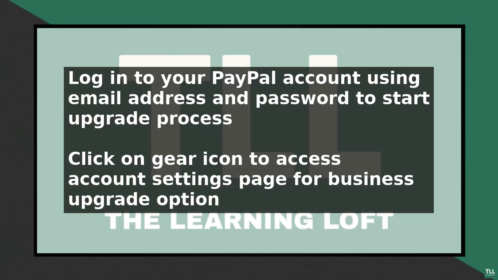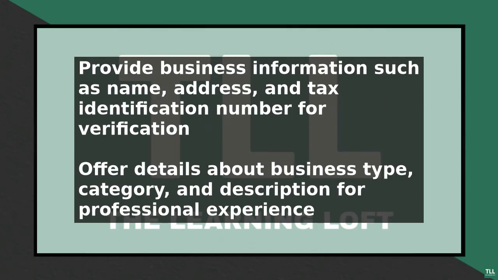Once you are logged in, click on the gear icon in the top right corner of the page, which will take you to the Account Settings page. From the Account Settings page, click on the Upgrade to Business Account link, which can be found under the Account Type section. This will take you to a new page where you will need to provide some basic business information, such as your business name, address, and tax identification number.